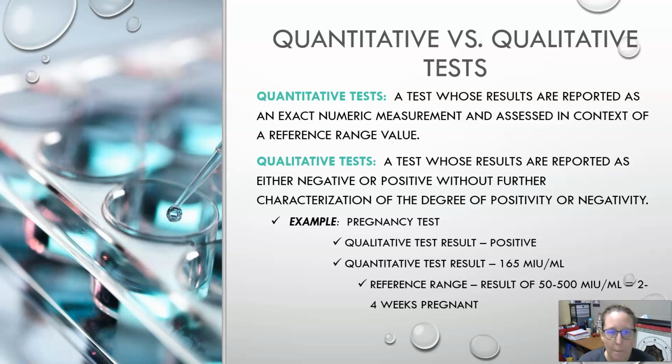A blood glucose value of 85 milligrams per deciliter would be a quantitative test, and it would be assessed in the reference range, which could be 80 to 100, meaning that would be normal.